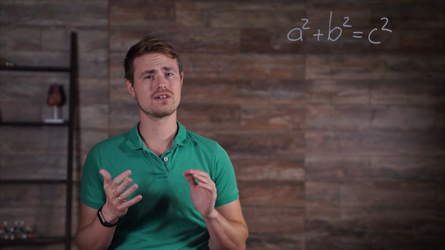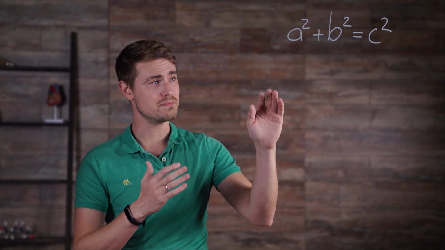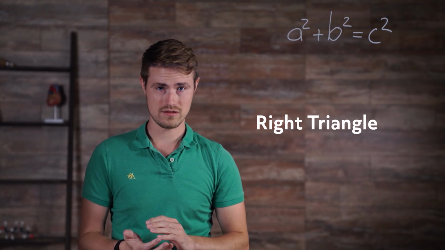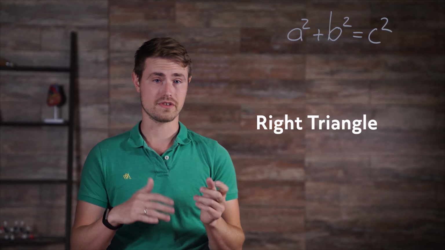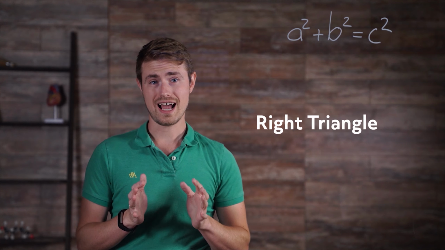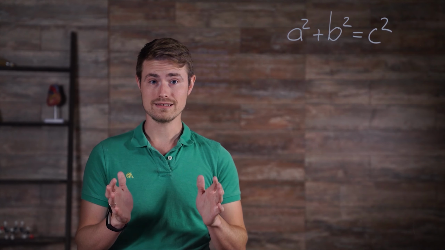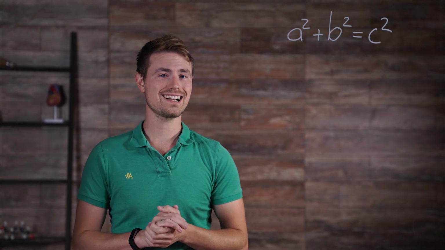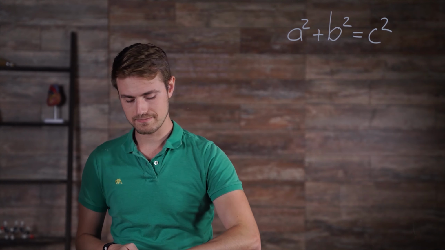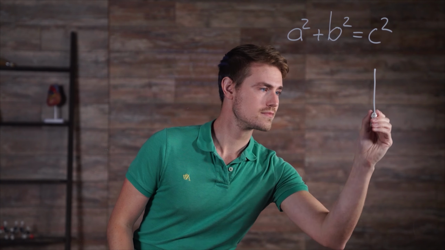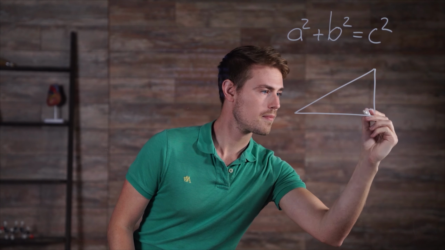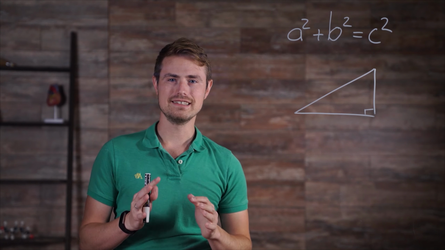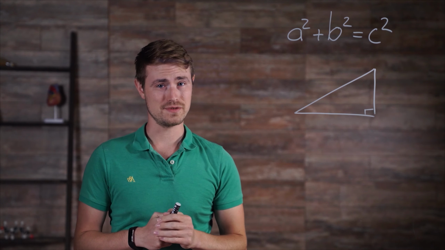The Pythagorean Theorem is a squared plus b squared is equal to c squared. Now, this is used to find the length of a side of a right triangle when we know the length of the other two sides. The triangle has to be a right triangle, which means that it has an angle that measures exactly 90 degrees, like this one. The theorem is very easy to remember and just as easy to use.